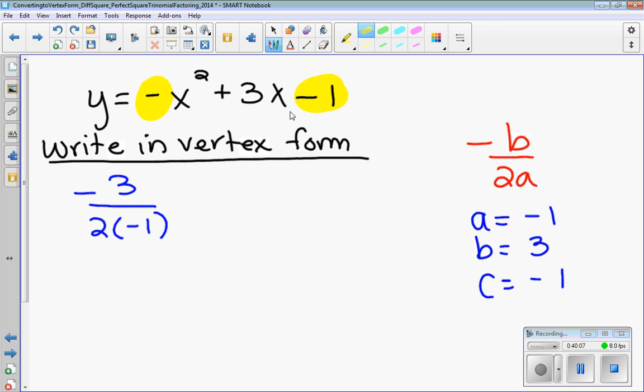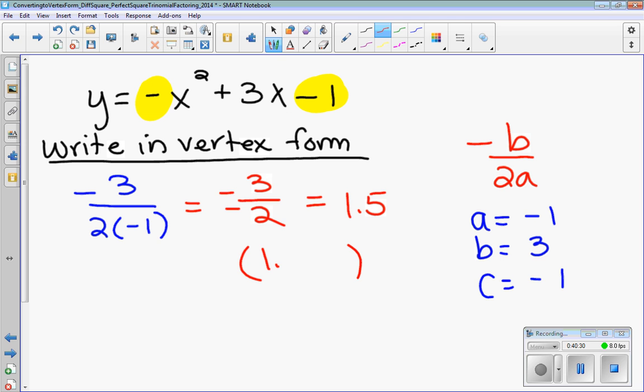Once I plug it in, what do you notice here? I get -3 over -2. What's a negative over a negative? Positive. Can I just write 1.5? Is that okay with you guys? Because 3 over 2 is 1.5, right? So that's the vertex, or the x-coordinate.